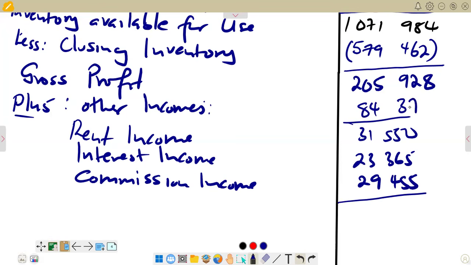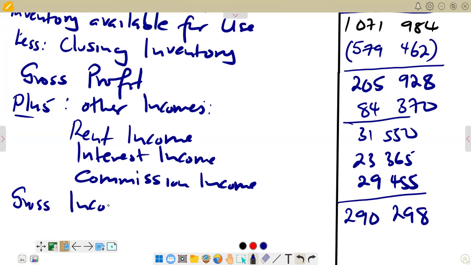84,370. And remember, we are saying plus, so we are adding to gross profit. So 212,928 plus 84,370. And then the answer that you get here is 290,298. This figure, we are going to call it gross income of the year. So this is what we have.